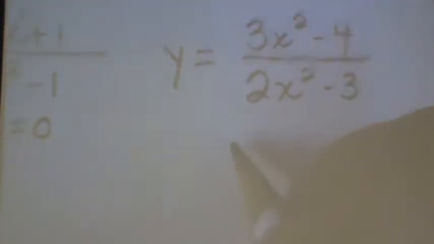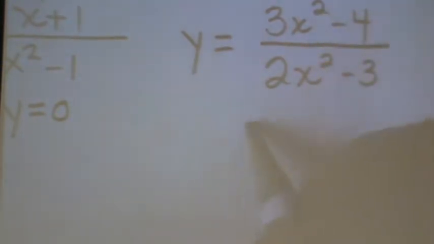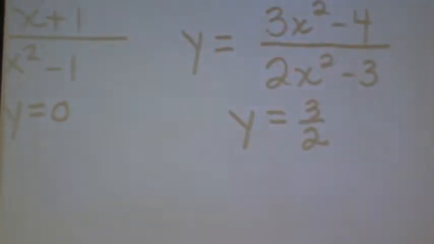If the degrees of the numerator and denominator are the same, so in other words, 3x squared minus 4 over 2x squared minus 3, you will have y equals the line 3/2. Do you know where I got 3/2? The leading coefficients.